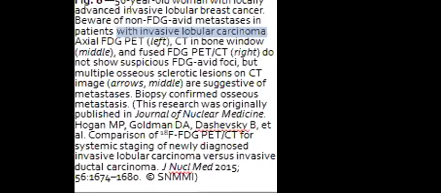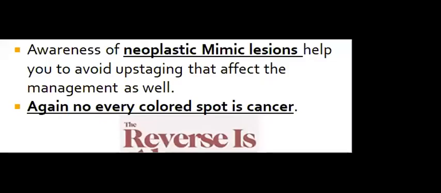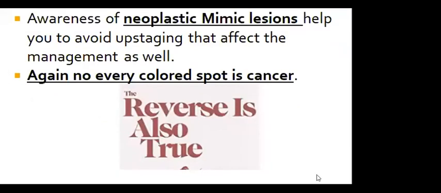So be aware of something called non-FDG avid metastasis, for example in a patient with invasive lobular carcinoma. So it could be, as you mentioned, post-treatment, but it could also be another pathology rather than duct carcinoma. It could be invasive lobular carcinoma. So this is the issue that you should be aware of: neoplastic lesions, and there are also some categories that don't have FDG uptake and could be cancer as well.